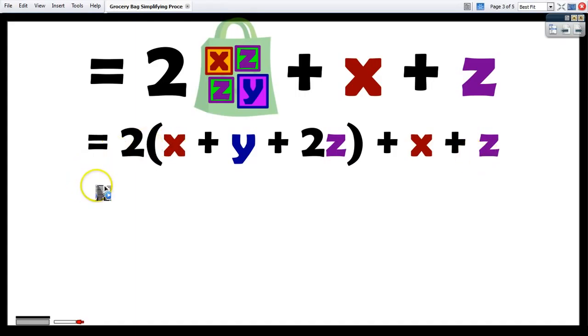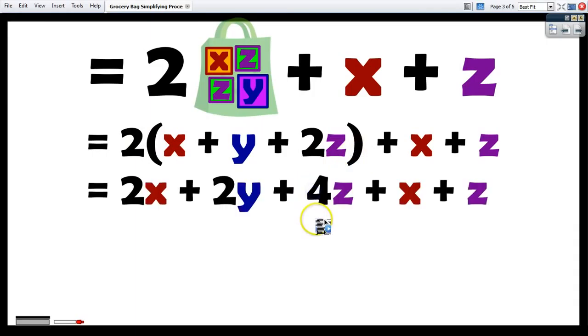Now, as we know with distributive property, what we can do is we can take things out of the grocery bags as long as we account for all the items. So in this case, it should look like this. 2 bags, each with 1 of these, 1 of these, and 2 of these, would then, once dumped out, be 2 of the X's, 2 of the Y's, and then 2 times 2 here would be 4 of the Z's. And so this is our part with distributive property.